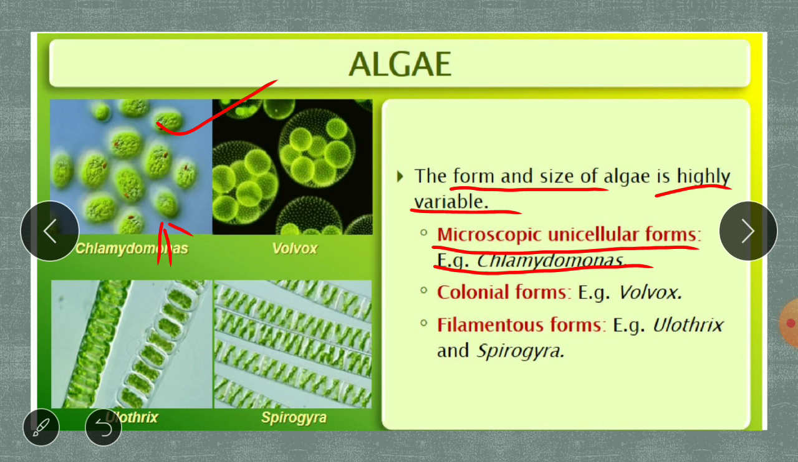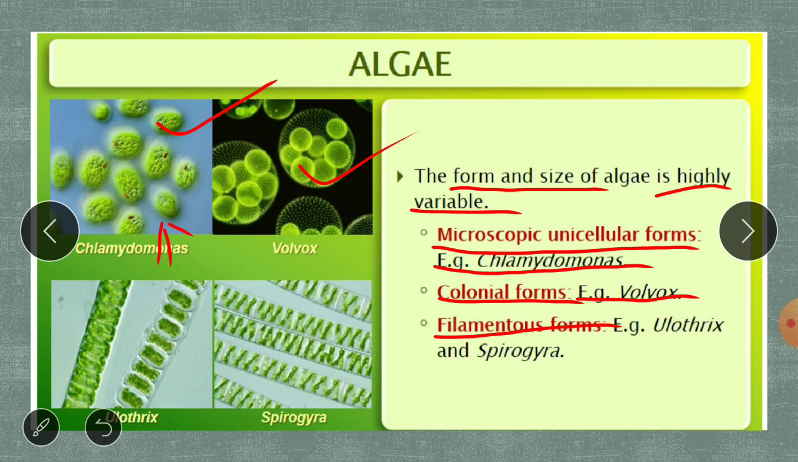Then they can be colonial forms. Colonial means living in groups, living in colonies. Example Volvox. This is a Volvox. Again, this can be microscopic, or when they are present in larger amounts, they are visible to the eyes.